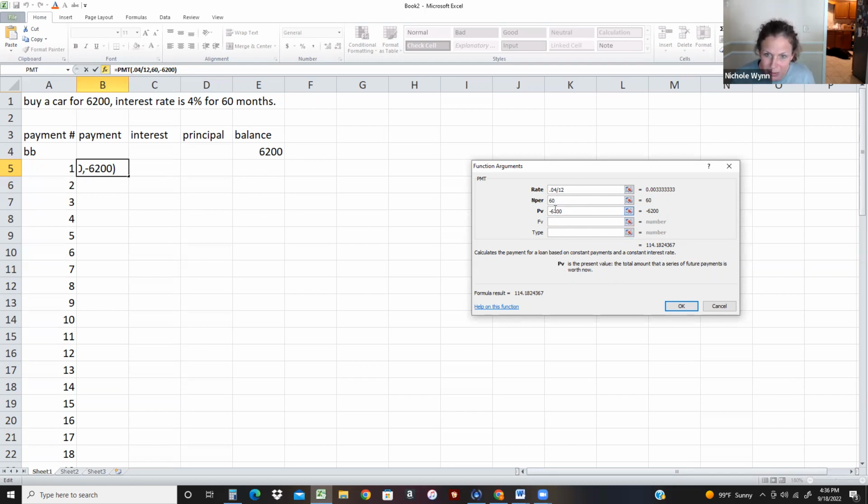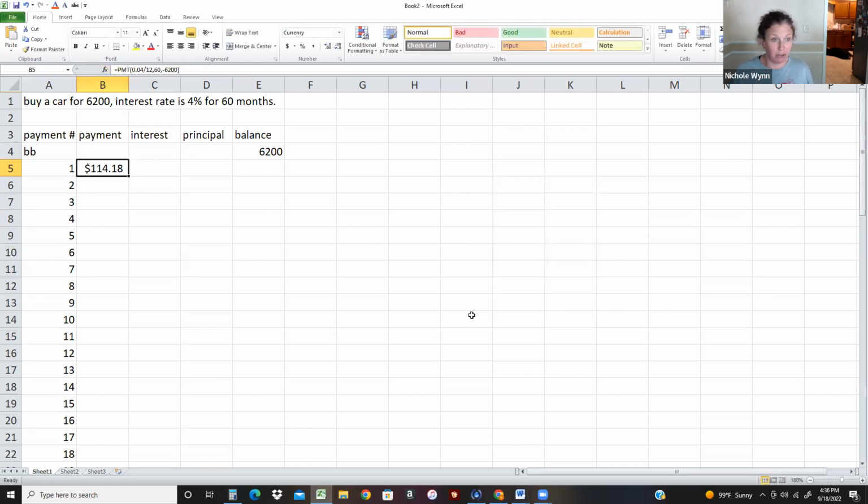Okay, so $6,200. I put a negative in front of it. I do not put anything in these two rows. This would be if I was trying to deposit money and getting it to grow to a certain amount. And this deals with annuity dues, so you don't have to worry about that. So I put in those numbers and I hit OK. My payment will be $114.18.